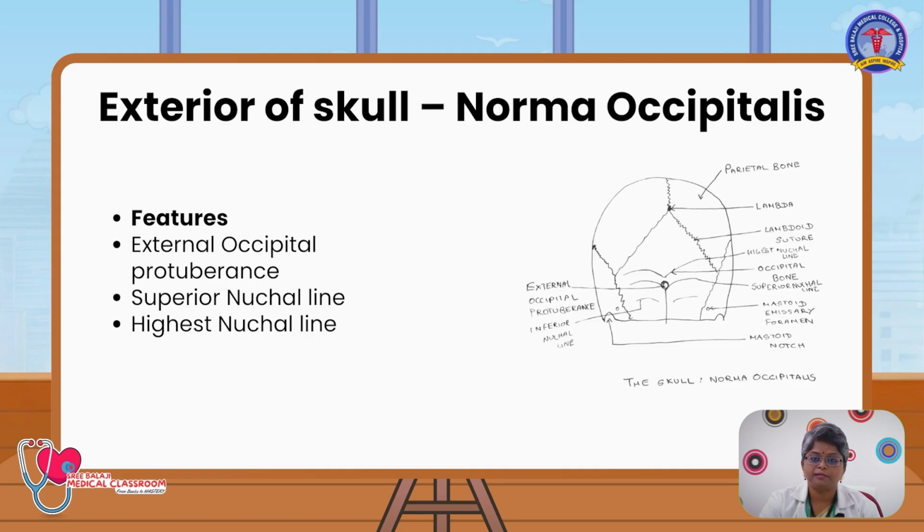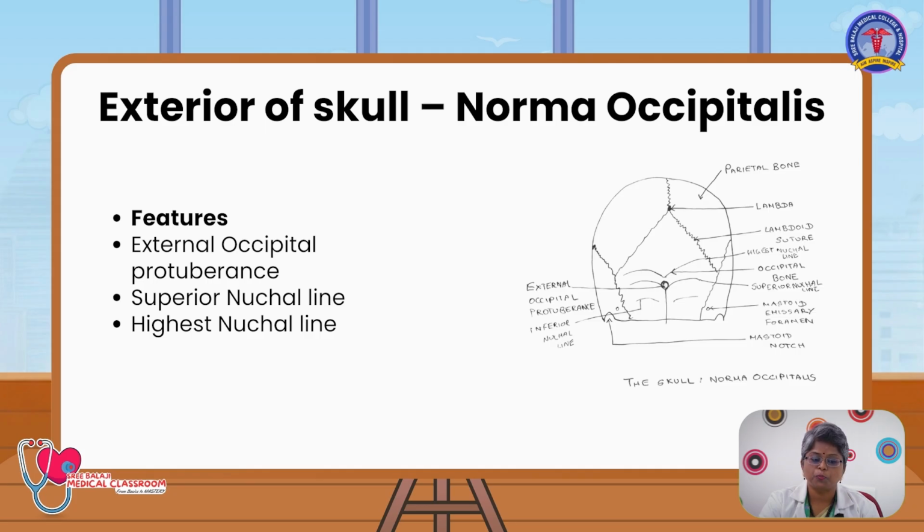Now coming to the notable features of this view, the first one is the external occipital protuberance. It is a midline protuberance on the lower part of the norma occipitalis. It marks a junction of the head and the neck posteriorly, and the term inion is the most prominent part of the external occipital protuberance.